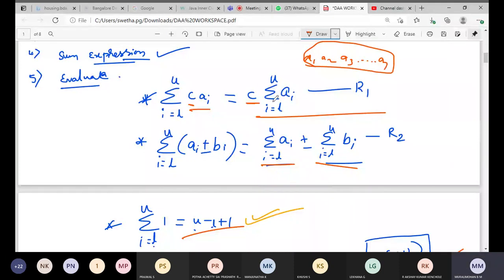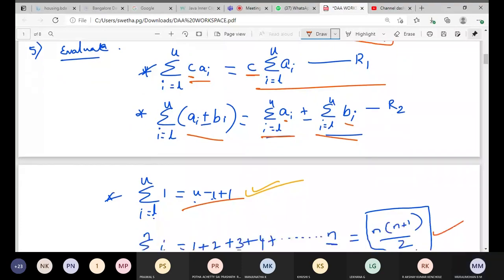Next rule says, suppose you have a combined expression, a_i plus or minus b_i. Then we can evaluate it separately: summation i equals l to u of a_i, plus or minus summation i equals l to u of b_i. All the a terms we bring to one side, and all the b terms to the other side, and then we can evaluate them separately. This is rearranging of values.